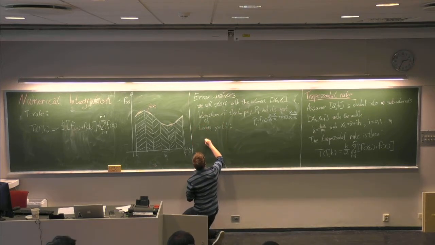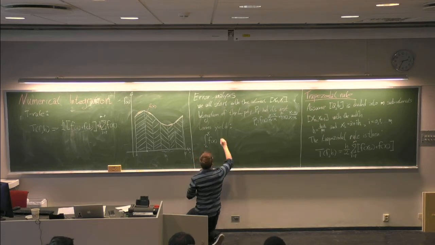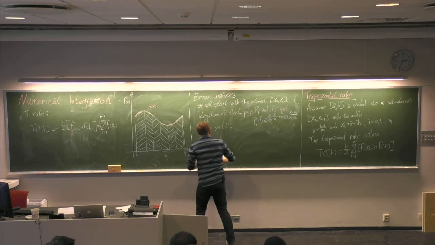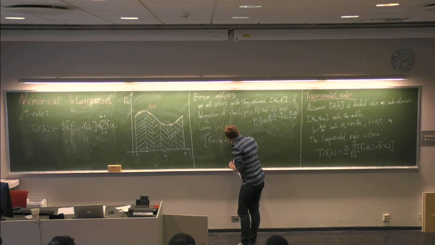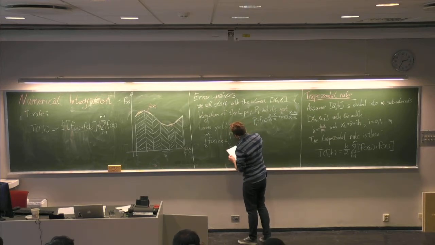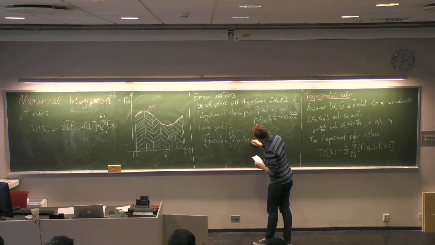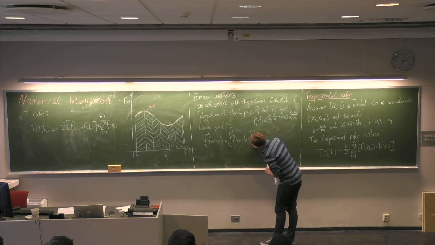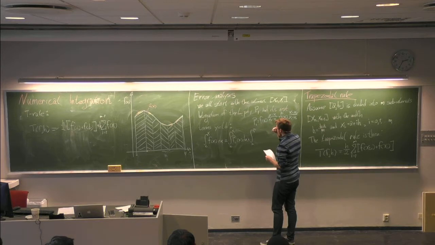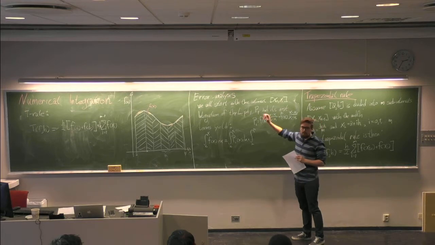So, the integral from x0 to x1 of f(x) dx is the same as the integral from x0 to x1 of P1(x) dx plus, let's see, 0, x1, and this won't fit perfectly unless it's a polynomial of degree 1.